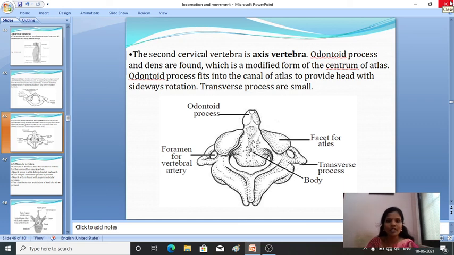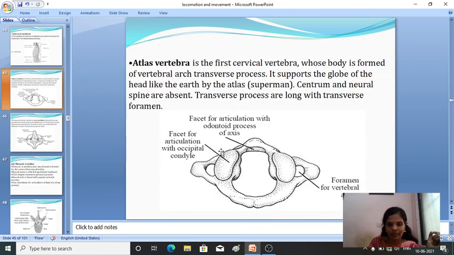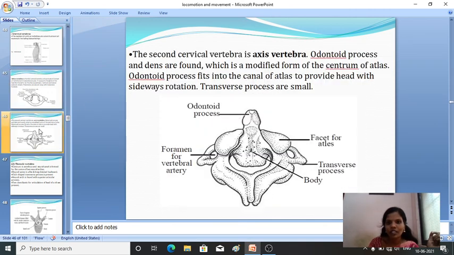Odontoid process and dens are formed here. It is modified from the centrum of the atlas. The odontoid process fits into the canal of the atlas. Okay. Then it provides the head sideways rotation. Transverse processes are small.